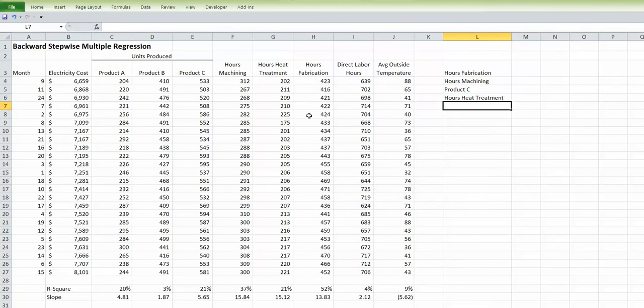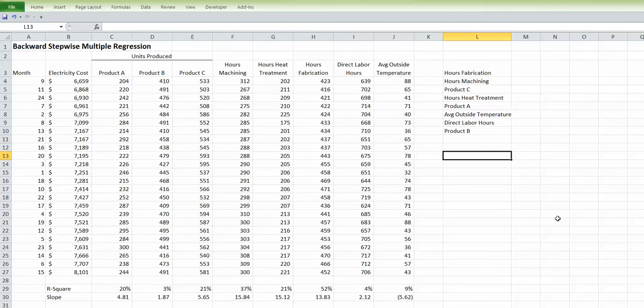After product C and heat treatment, we would find that our next best explanatory variable is product A. After product A, we would say our average outside air temperature. After average outside air temperature, we've got direct labor hours, followed finally by units of product B that we've produced.